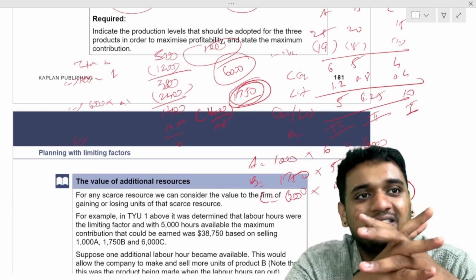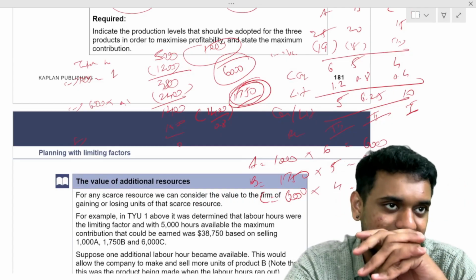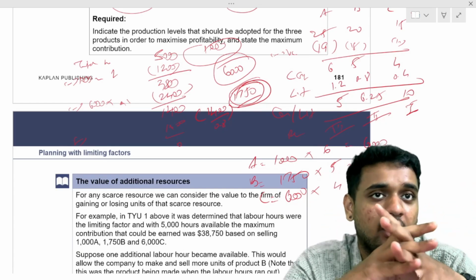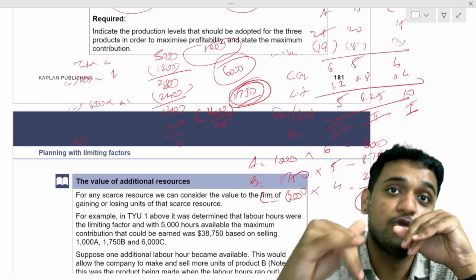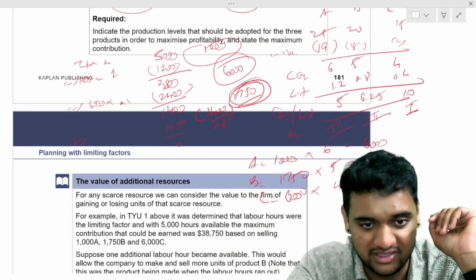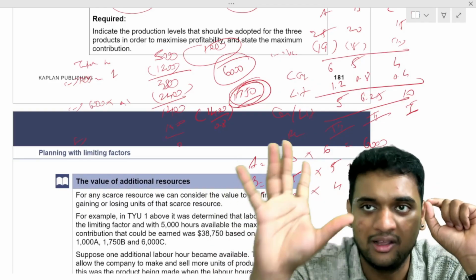This is planning with a limiting factor. Here, one small change is that we have only one limiting factor. Machine hours is not limited, nothing else is limited. Only labor hours is limited. In some questions, we will have 3 or 4 limiting factors. That is planning with multiple limiting factors, we will see later, but this is planning with one limiting factor.